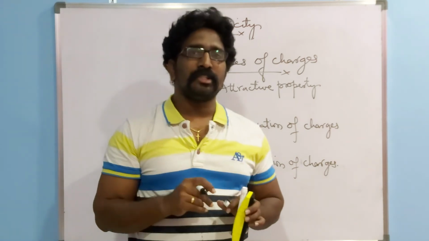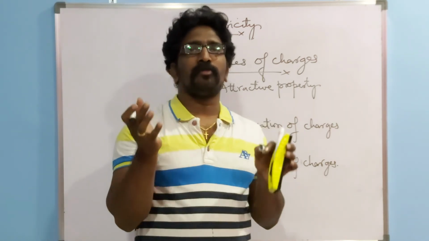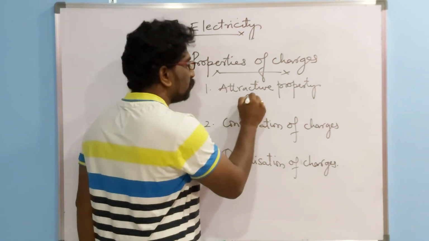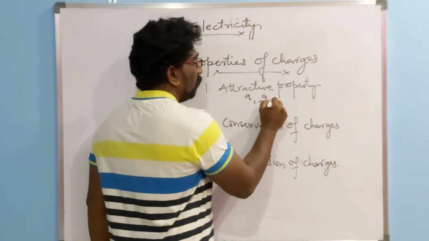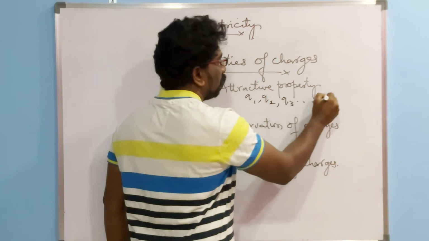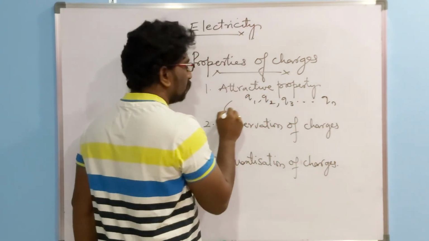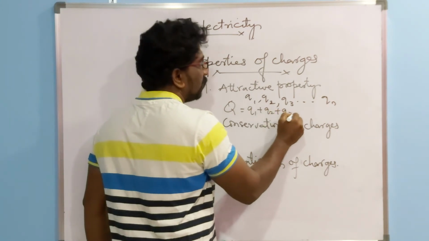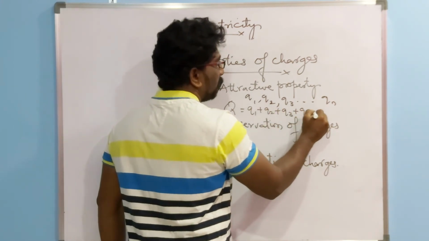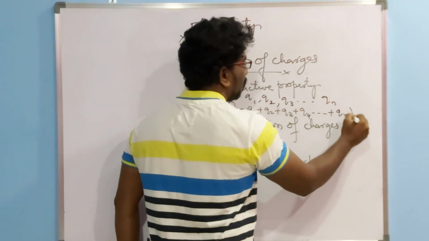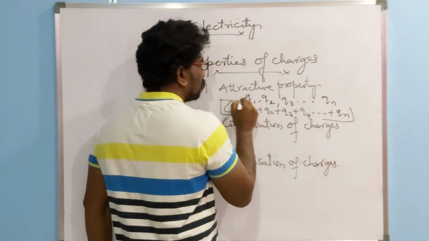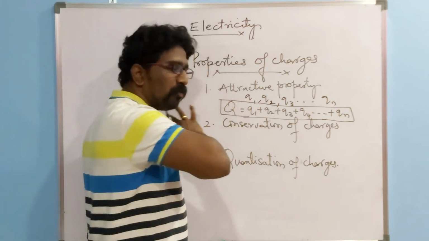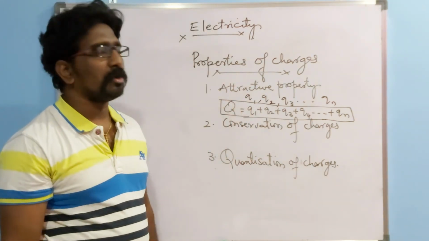What is meant by additive property? Let me consider one system. Let there be n number of charges in the system, let those charges be Q1, Q2, Q3, and so on up to Qn. Then the total charge becomes the sum of all these charges. So if a system has n number of charges, the sum of all the charges is called the additive property of charges.